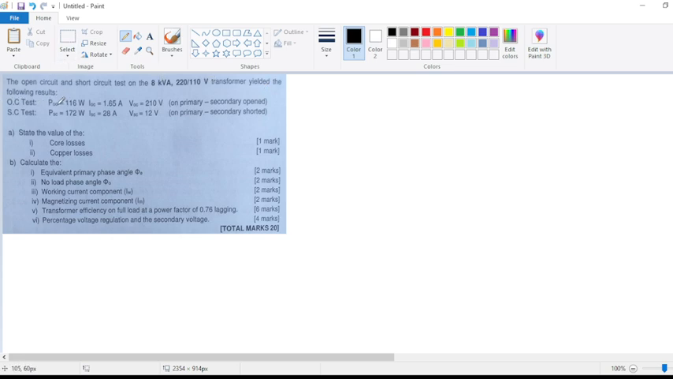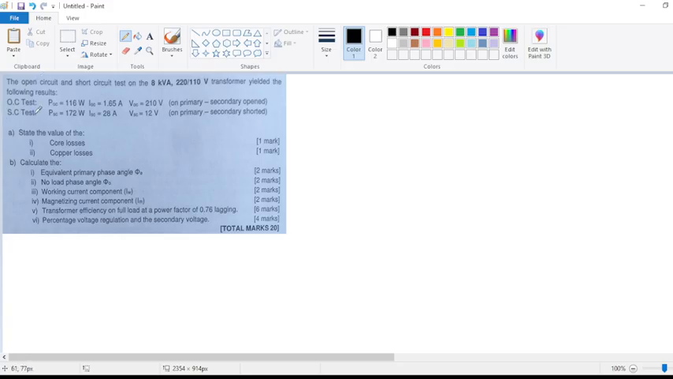We have the power of the open circuit test given as 116 watts, the current of the open circuit as 1.65 amps, and the voltage of the open circuit as 210 volts. So this one is on primary to secondary, and the secondary is left open here.